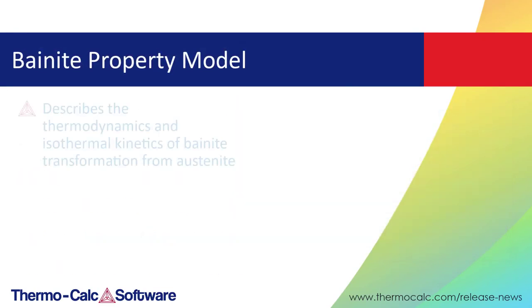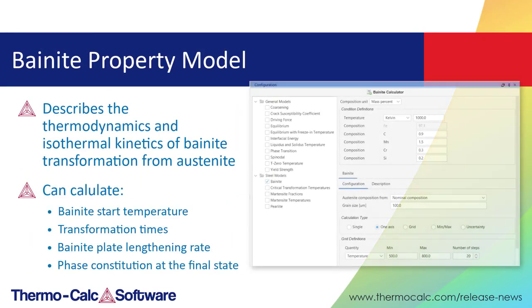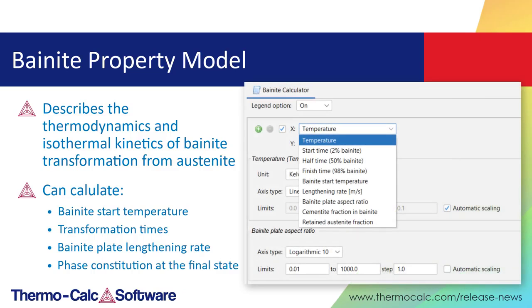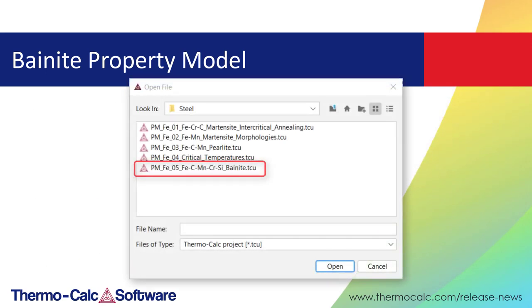Thermo-Calc 2021A introduces a Bainite model for the steel model library. The Bainite model describes the thermodynamics and isothermal kinetics of Bainite transformation from austenite. This model can calculate Bainite start temperature, transformation times, Bainite plate lengthening rate, and phase constitution at the final state. This release includes 1 new example to help users get started working with this new model.